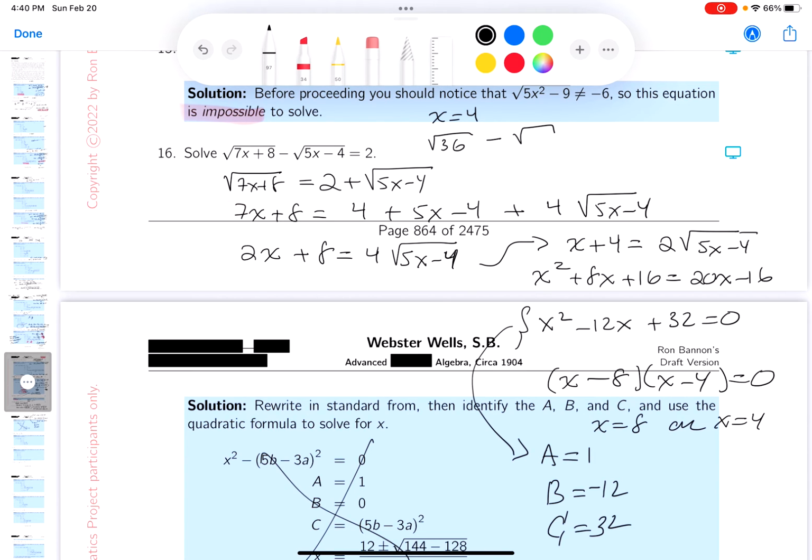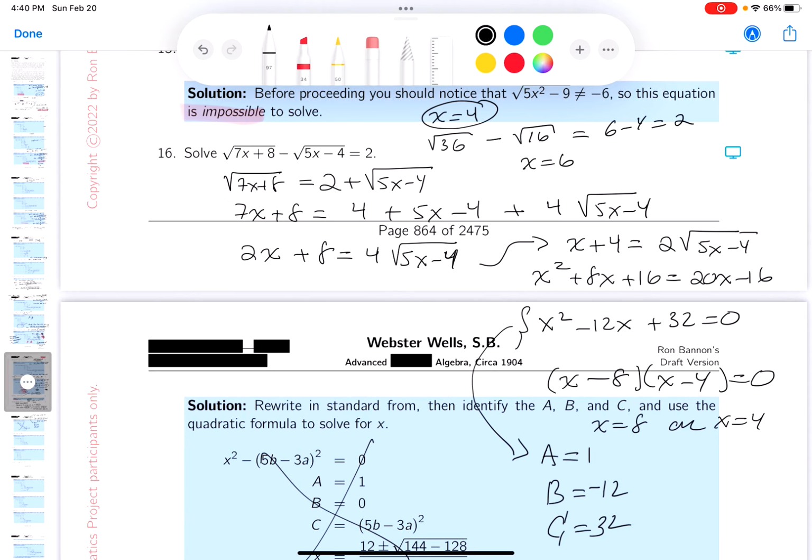Minus, let's do this one over here. And again, we're checking the 4. 5 times 4 is 20. 20 minus 4 is 16. What does that give me? 6 minus 4, which is in fact 2. So this is good. Let's try 6.